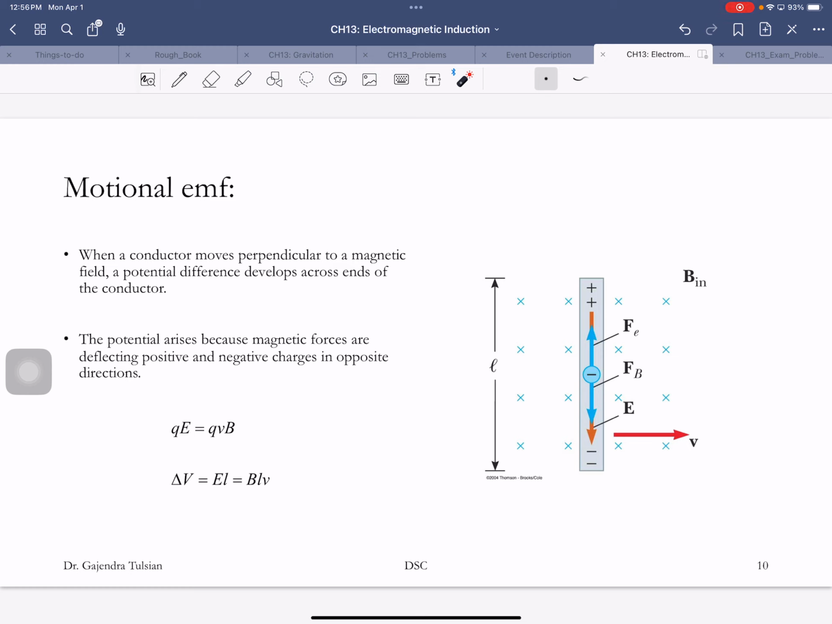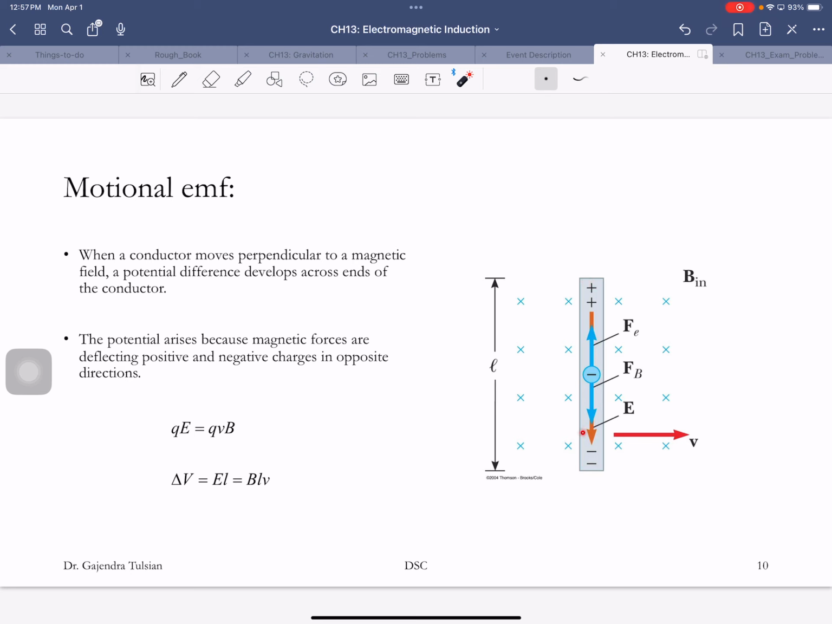Okay, so what this tells you is the following. Here's what the diagram is showing you. What are these crosses telling you? It's going into the page. Yes, so there's a magnetic field into the page. And what you can do is take a metal rod and move it perpendicular to the magnetic field. Since this metal has free charges, the electrons will collect at the bottom, and this end will become positively charged.